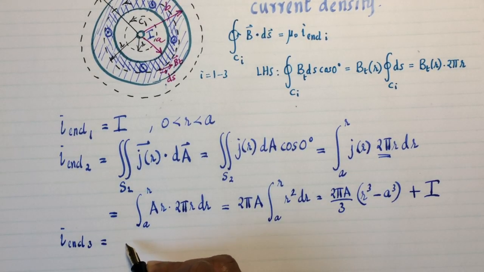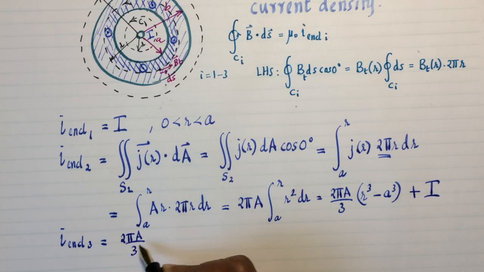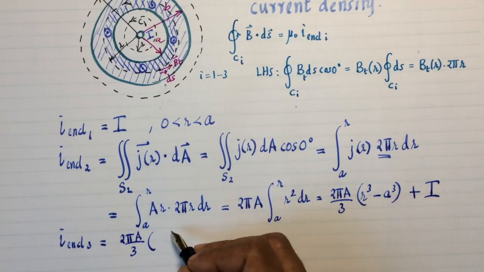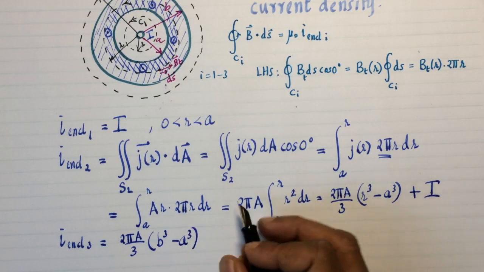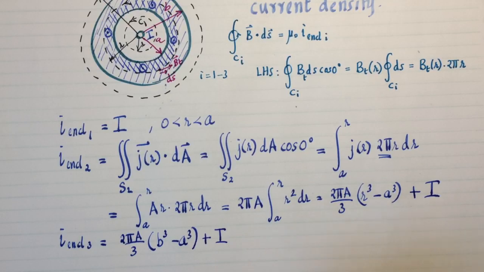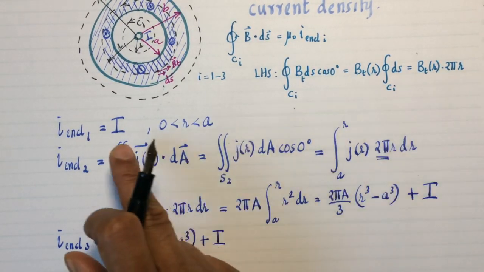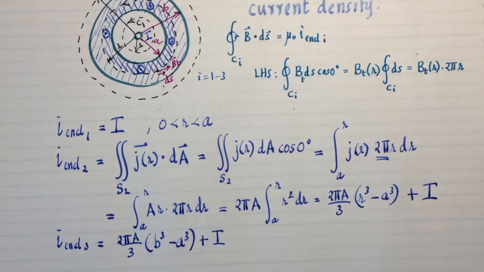I enclosed 3 is going to be 2 pi A over 3, and here all you do is you put R equals B, because it's going all the way out, and then after B there's no current, so stop counting after that. So that's I enclosed 3. And once you have this, you have the full magnetic field profile. You'll set the left hand side equal to the right hand side, and you'll get the whole thing. Now, why did I put this inner coaxial cable current? Because that's how coaxial cables actually work.